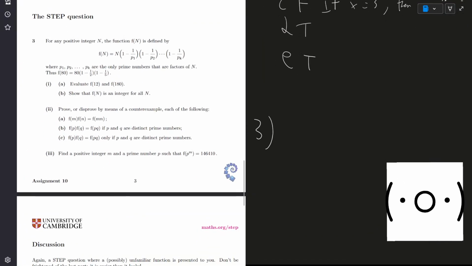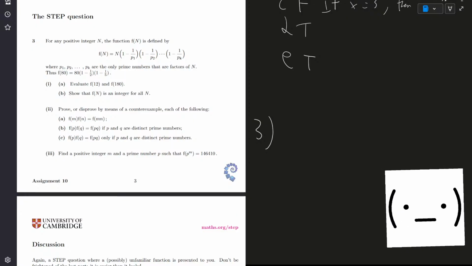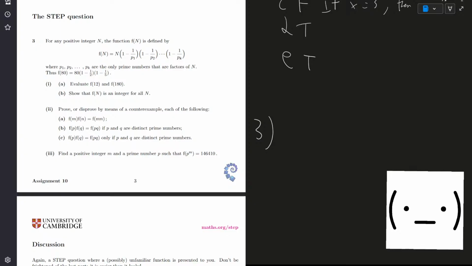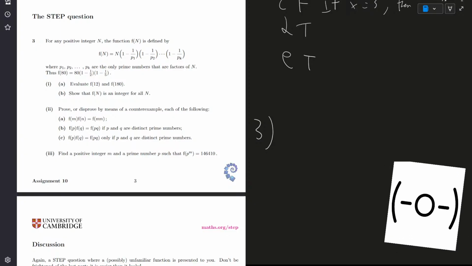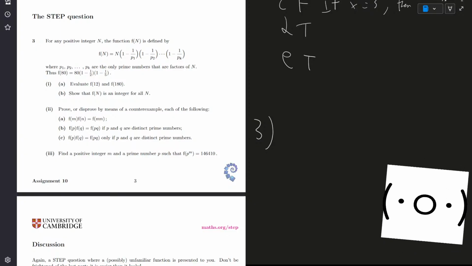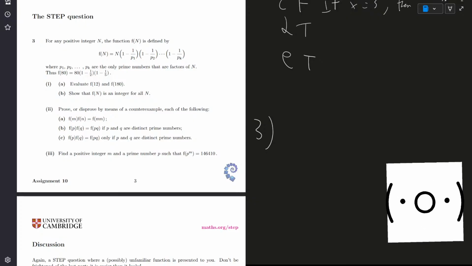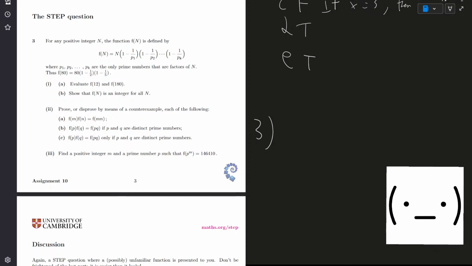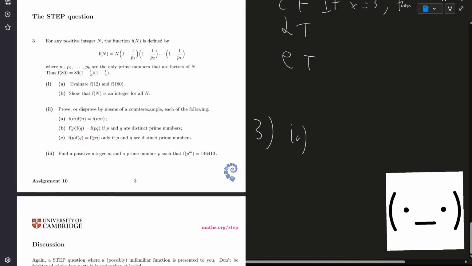So, if n is any positive integer and the function f of n is defined by this expression, where p1, p2, and all the way up to pk are the only prime numbers which are factors of n. Makes sense. So let's look at part 1a.